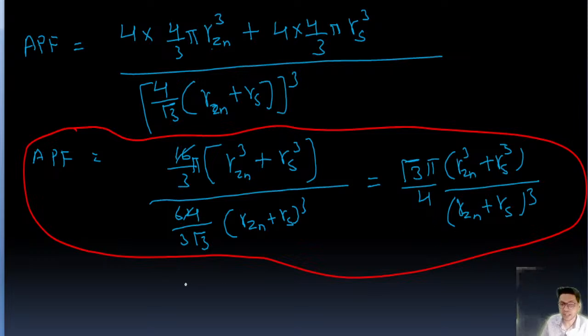Okay, and also we have seen the APF for ZnS is less than 34%. Right, it's a loosely packed structure. Okay, so this is less than 34. APF less than 34. I hope you have understood it.